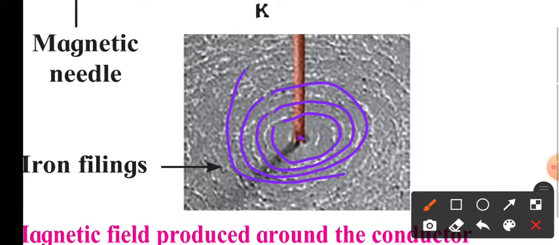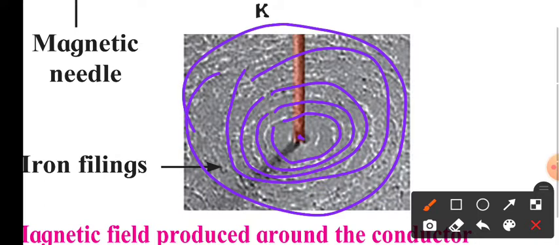But as we move away from the conductor, you will find they are rarefied. Rarefied means the visibility of the circles is not clear as we move away from the conductor. Near the conductor, we have clear circles.